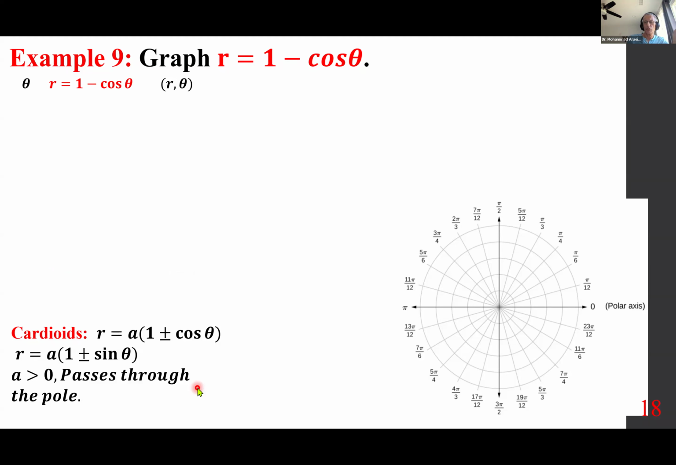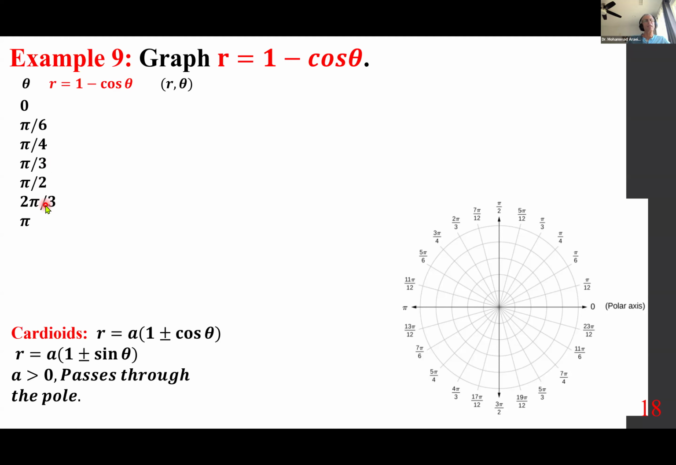plotting points. We can go with any angle, but I like to go with the easy ones, common arcs that we know. For example, 0. If I put 0 here, cosine is 1, so 1 minus 1 is 0. Pi over 6. Cosine is square root of 3 over 2, so 1 minus square root of 3 over 2. Pi over 4, square root of 2 over 2, so 1 minus that. Pi over 3 is 1/2, so 1 minus 1/2, which is 1/2. Pi over 2, cosine is 0, it's just 1.